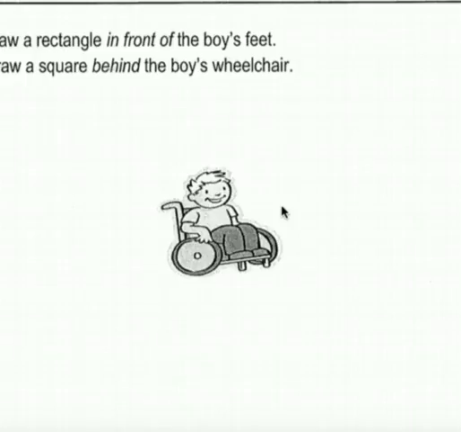I am ready to begin. Listen. Draw a rectangle in front of the boy's feet. Once again, draw a rectangle in front of the boy's feet. Next, draw a square behind the boy's wheelchair. I repeat, draw a square behind the boy's wheelchair.